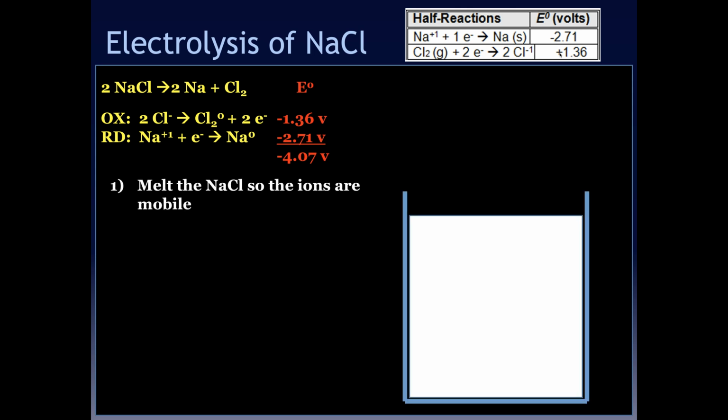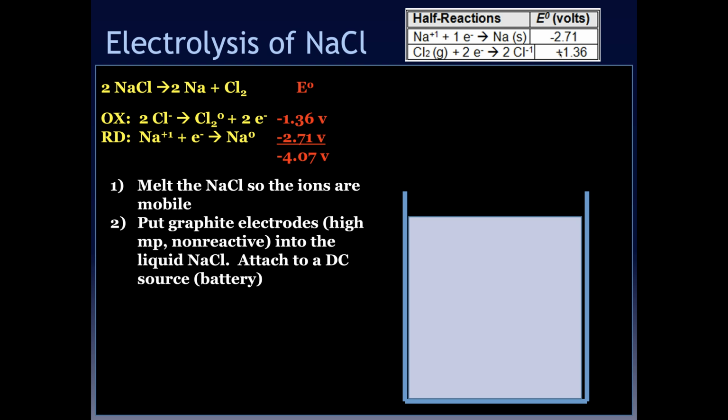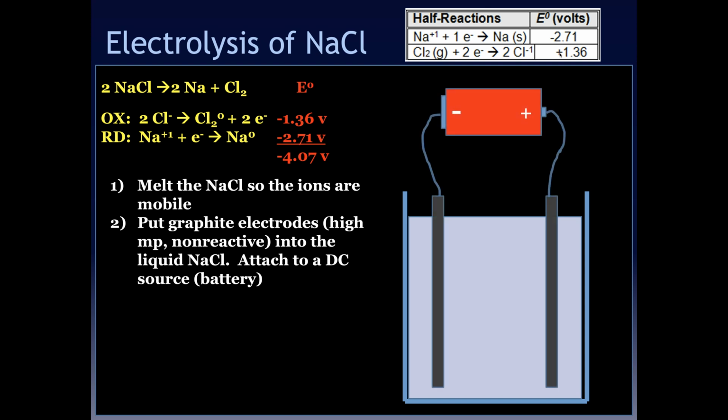First, you take the sodium chloride and you melt it. Now, this is not easy because sodium chloride has a high melting point, like most ionic compounds. But once you heat it up to the point where it melts, now the ions are able to freely move through the liquid. We're going to put electrodes into the liquid sodium chloride. A good choice to use is graphite.